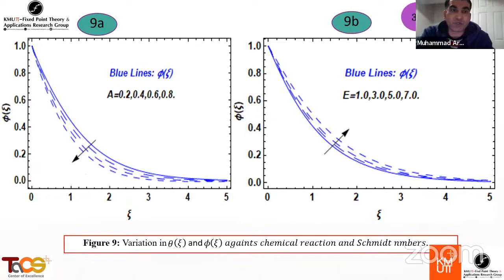And figure 9a shows the variation of temperature and concentration against chemical reaction and Schmidt number. So from this figure, increasing the values of A is decreasing the concentration of the fluid. Here the activation energy is also responsible for accelerating the concentration of the fluid.